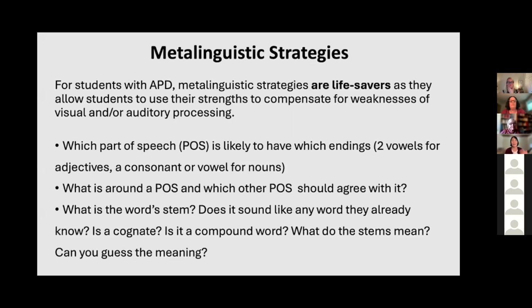Next, I want to talk a little bit about metalinguistic strategies. That means having a conversation with a student about how language works, what the parts of speech are, and how we handle grammar, and helping them by pointing out cognates and how to recognize common European roots in compound words. So all of these things, when spoken explicitly, really help students who may have APD, but they also benefit all students in language learning.